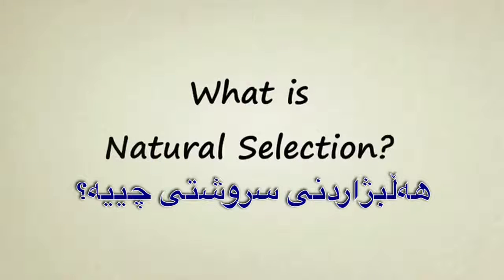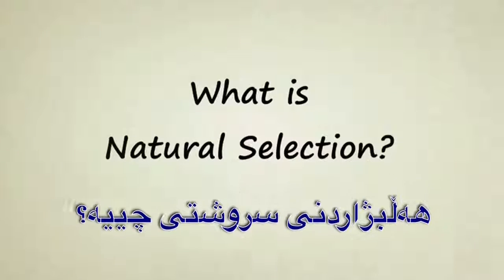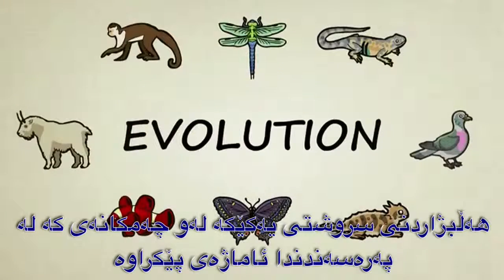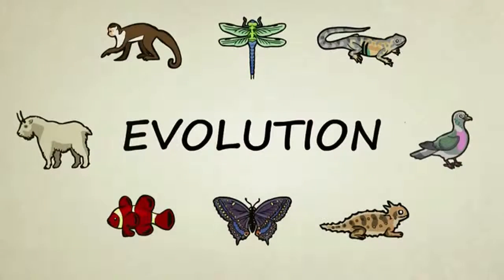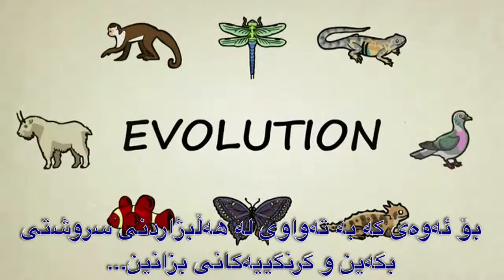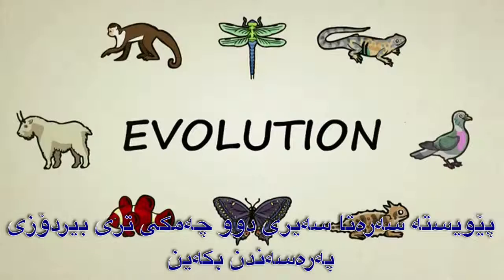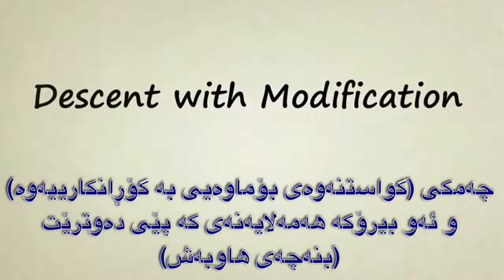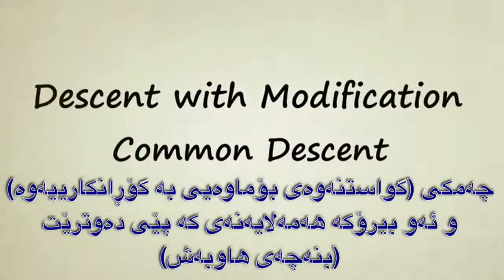What is natural selection? Natural selection is one of several key concepts contained within the theory of evolution. To understand exactly what natural selection is and why it's so important, let's first take a quick look at two other evolutionary concepts, descent with modification and the overarching idea of common descent.